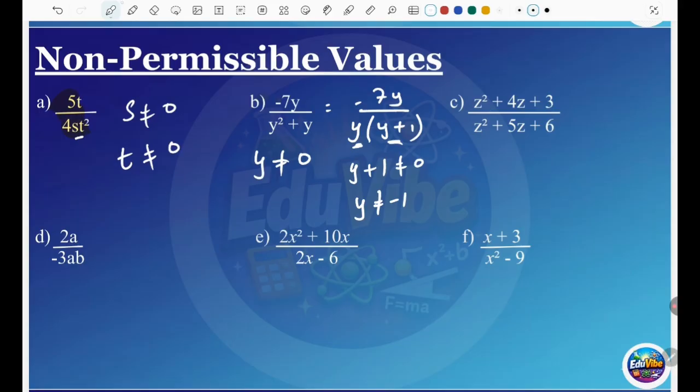In this one we have to factor both the numerator and the denominator. For the upper part we get z plus 1 and z plus 3. Down below we get z plus 2 and z plus 3.